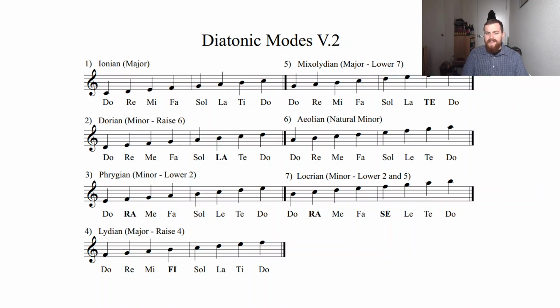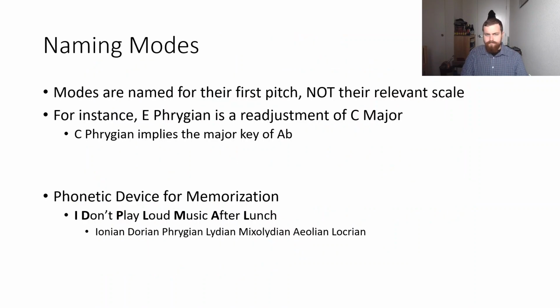So before we end, let's go ahead and talk about how we name the modes and how we identify them. It is important. Modes are named for their first pitch, not for the relevant scale, okay? So if I say E Phrygian, that means that is the scale where E is in the third mode, okay? E Phrygian. Phrygian's the third mode, E, which means that E Phrygian is in the key of C major. Okay, if you say C Phrygian and you mean E Phrygian, that's not actually the case. C Phrygian implies the key of A flat. Okay, that's what's tricky. So again, modes are always named for their first note and for their relationship to major.